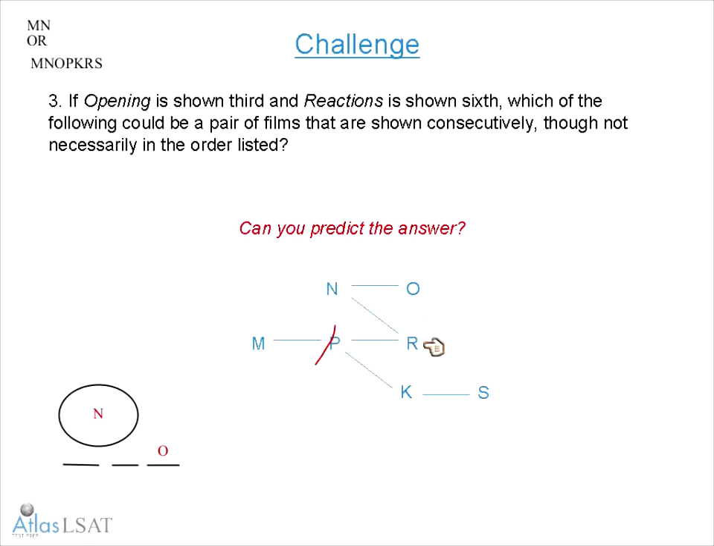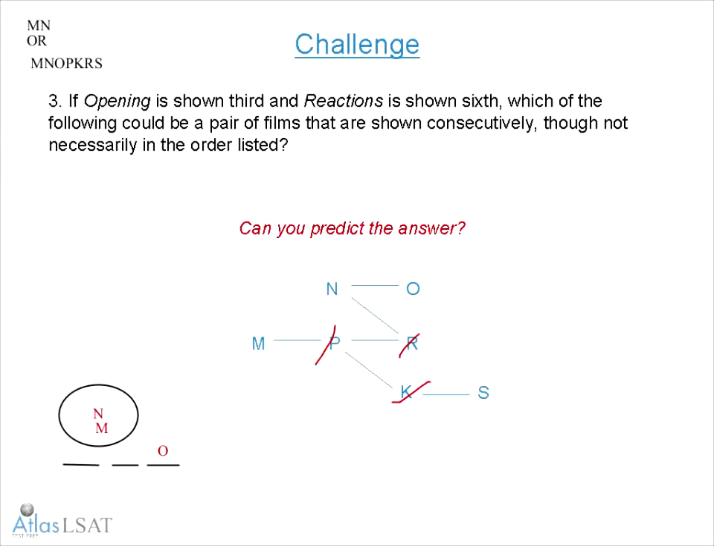How about R? Can R come before the O? Just type in a yes or a no here. Okay, how about the K? Can the K come before the O? Mike, I think you're on it. Yeah, only the M could come before the O, okay, for similar reasons, right?